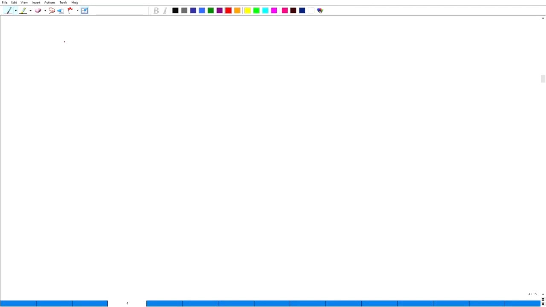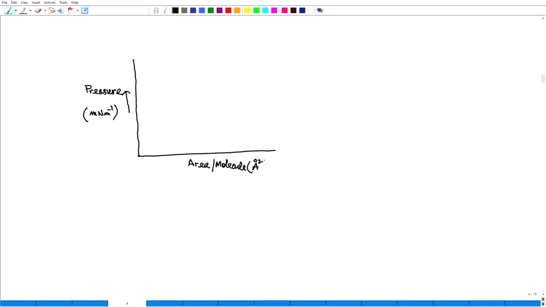Now, okay, let me write with a black. Okay, it is pressure. This is called pressure. Pressure means surface pressure. Pressure unit is millinewton per meter. This is a unit, and this one is area per molecule, in angstrom square. Okay.